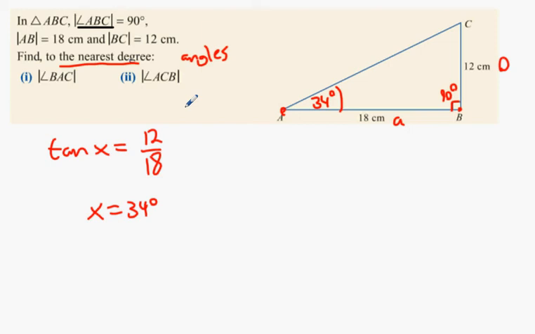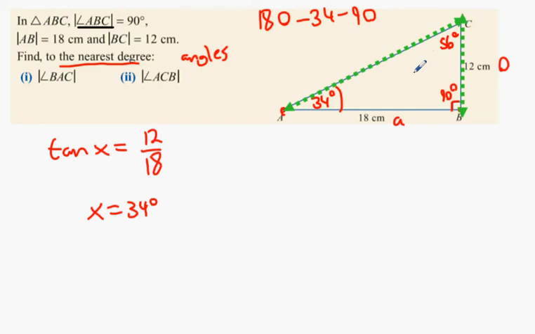Now, if that's 34, the next question asks us the angle A to C to B. How would you find that one out? Much easier way. 180, because all triangles have to add up to 180. Take away 34 and take away 90. And what do we get? 56, is it? Yeah. That wasn't too bad, was it?